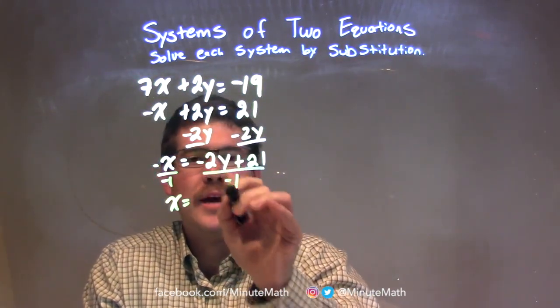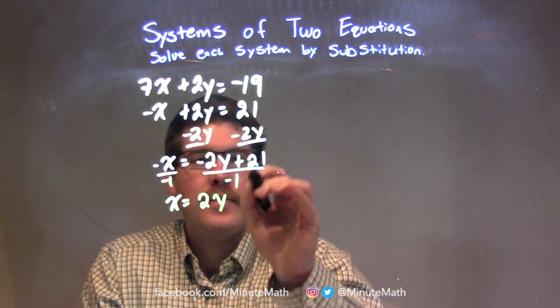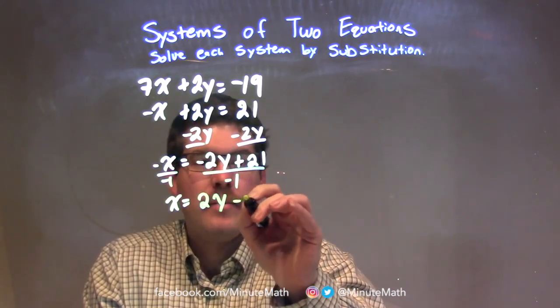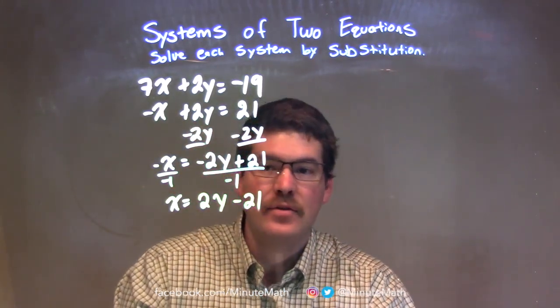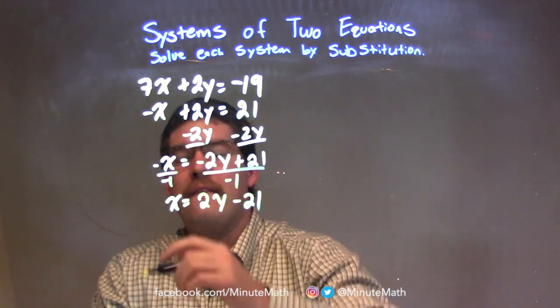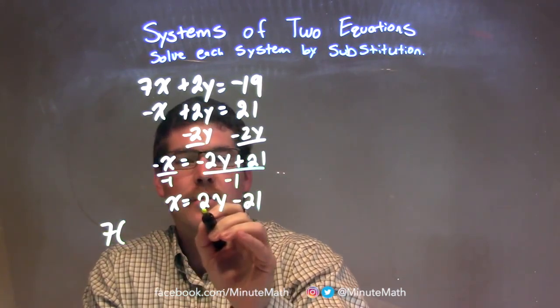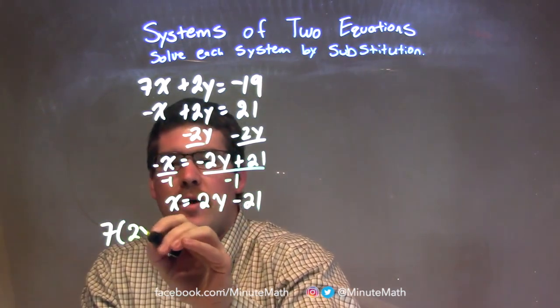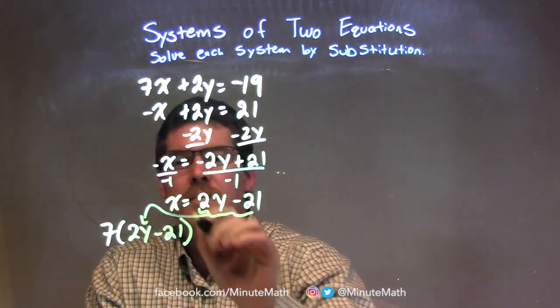to, well, negative distributes, right? So negative times a negative is a positive, so we have positive 2y, and then 21 would be a negative 21, minus 21 right there. So now I have x equals 2y minus 21. Well, x is isolated, so now I'm going to put that into my first equation. So we have 7 times, and instead of x, I'm going to put this 2y minus 21 in. All right, so that's going in right there.